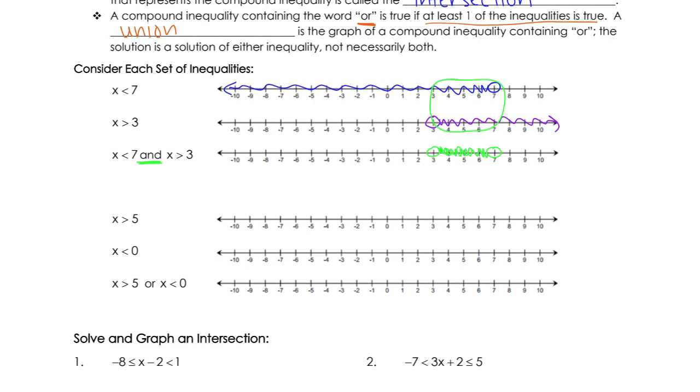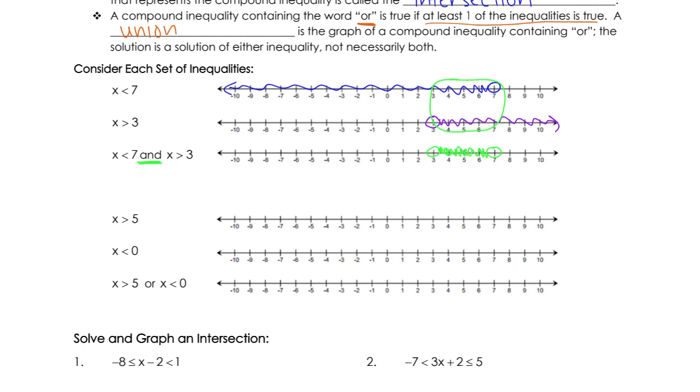So basically you have answers such as 4 would satisfy that. 4 is less than 7 and 4 is greater than 3. So then 4 would be a solution. So remember, if it's an "and" statement, it has to satisfy both of the inequalities.